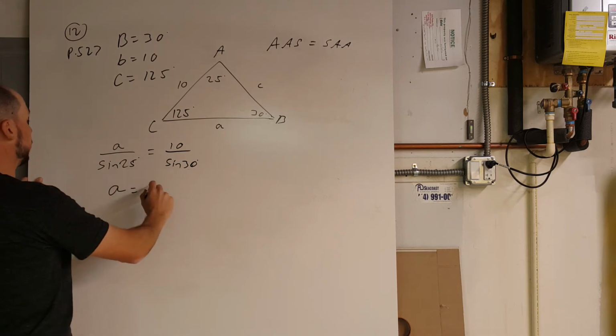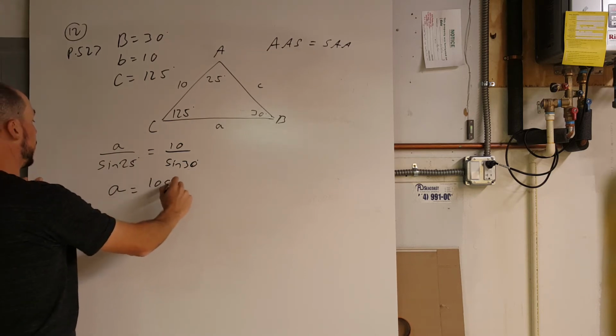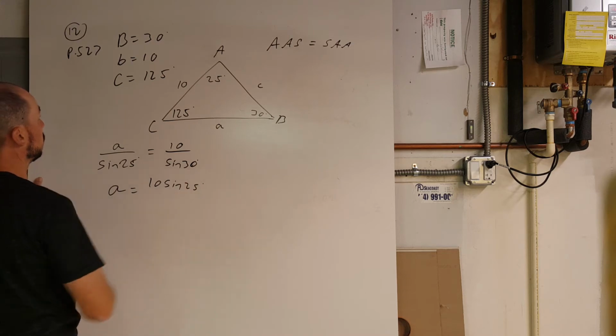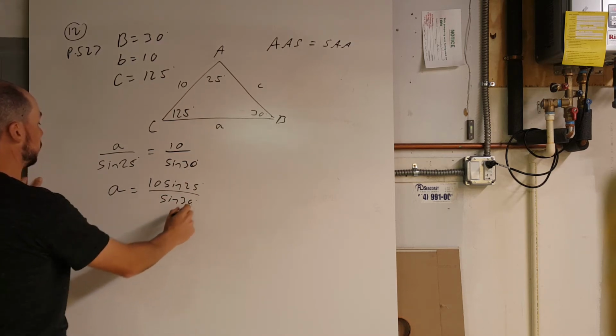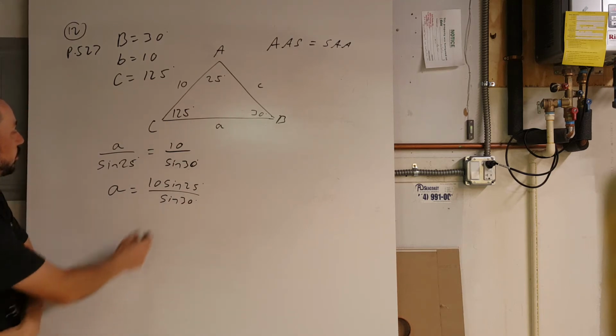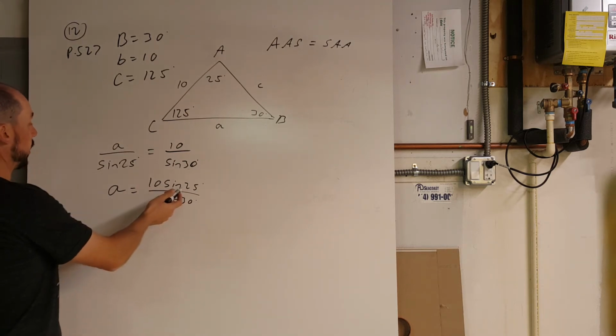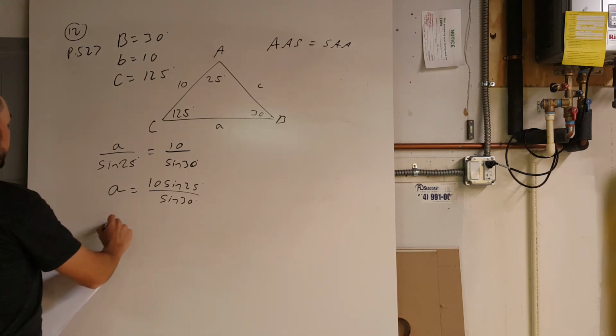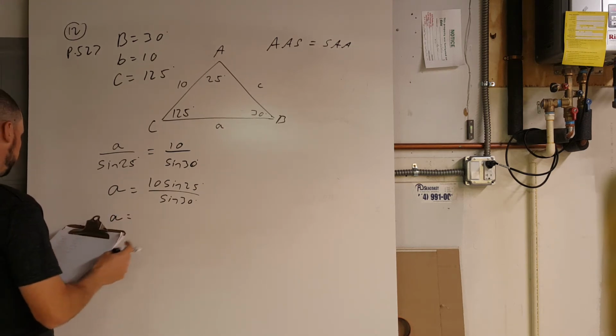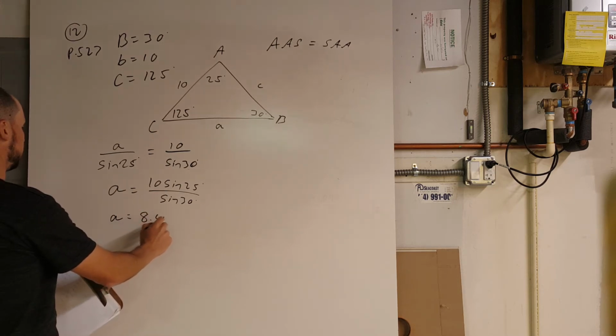A equals multiply, we get 10 times sine of 25 degrees divided by sine of 30 degrees. Now technically sine of 30 we can do without a calculator, but we need a calculator for this anyway. And you punch it in your calculator, and you get A is equal to 8.45.